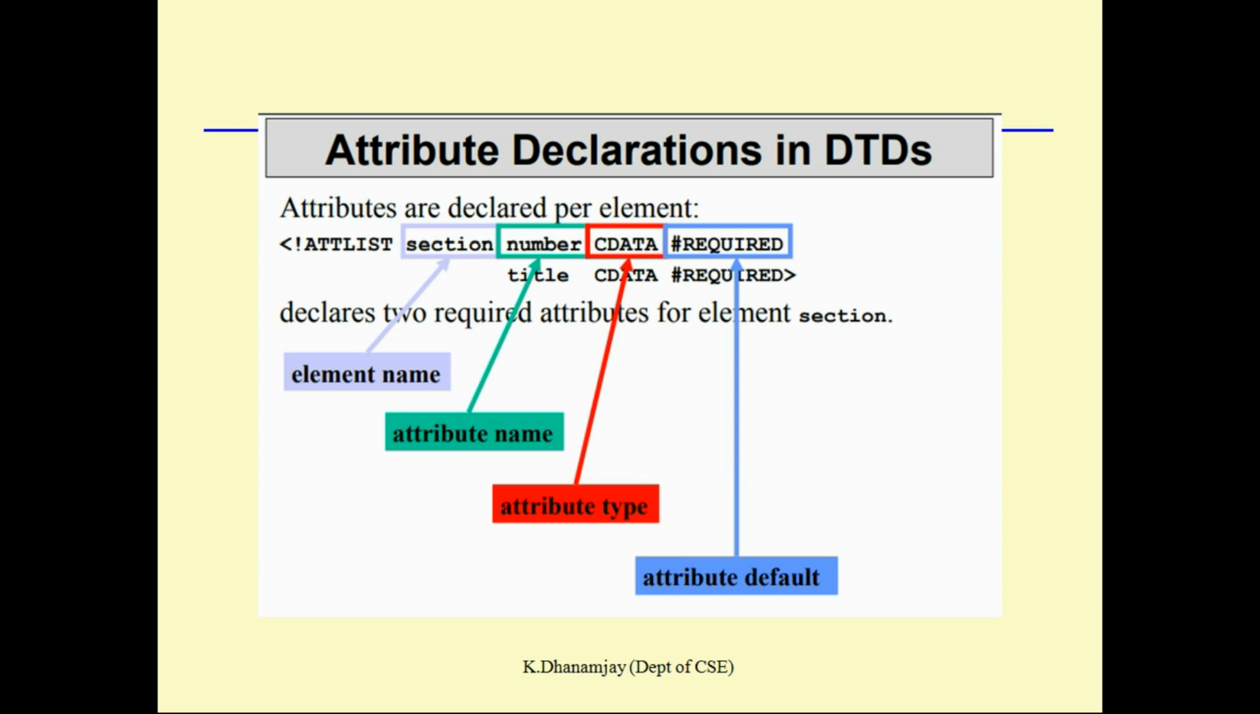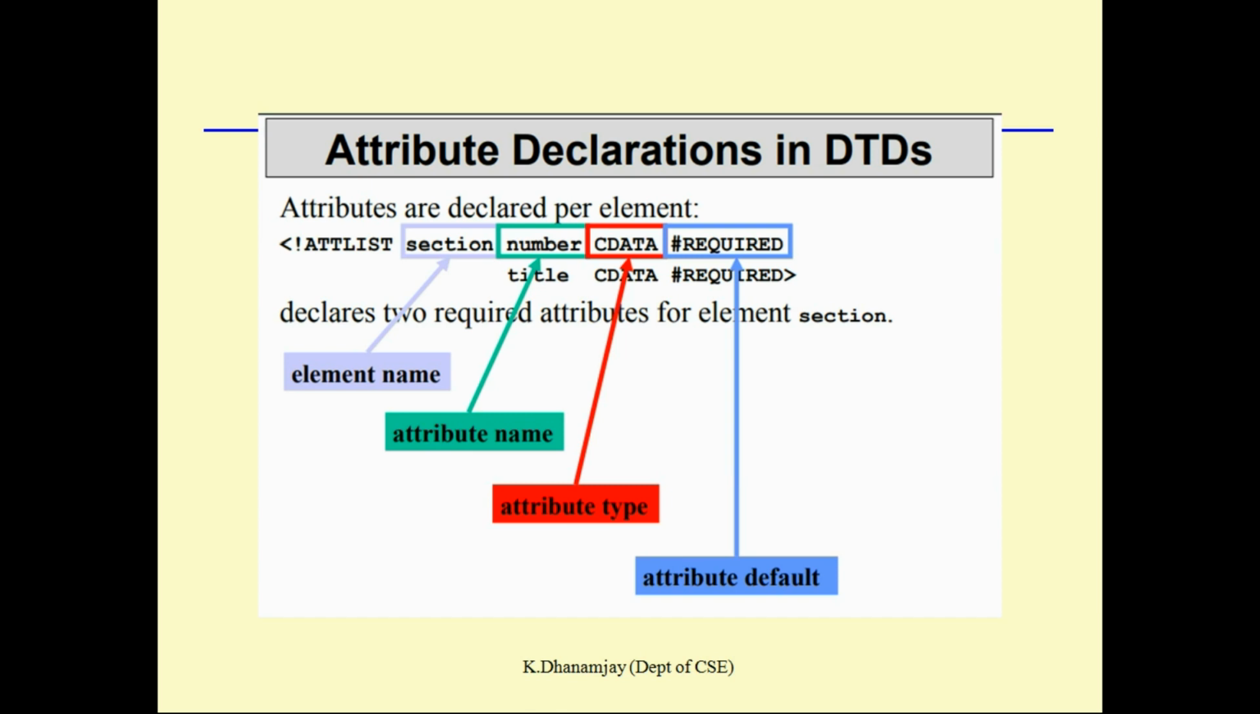And attribute declaration in DTDs: attributes are declared per element. For each and every element you can use attributes also. For example, consider a name. A name can have a first name, last name like that, or you can take it as another one.